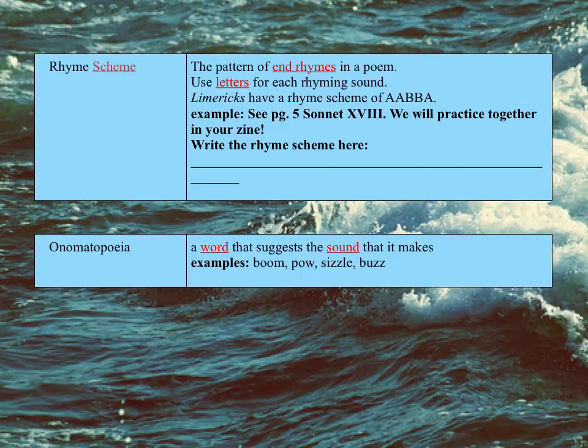Make sure that you say that word out loud, onomatopoeia, and you look at it because it's a very strangely spelled word. It is a word that suggests the sound that it makes. So examples are boom, pow, sizzle, buzz. So if you're really into comic books, for example, you know a lot about onomatopoeia. It could also be things like whistle for the wind. Okay?